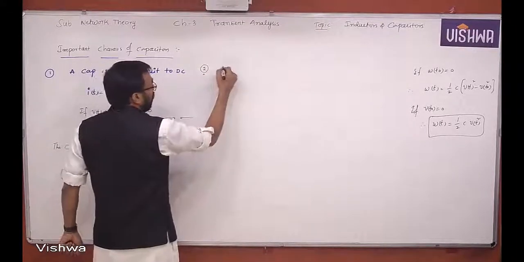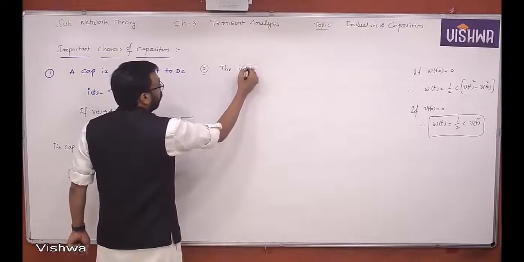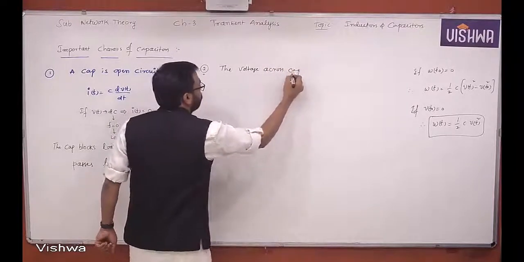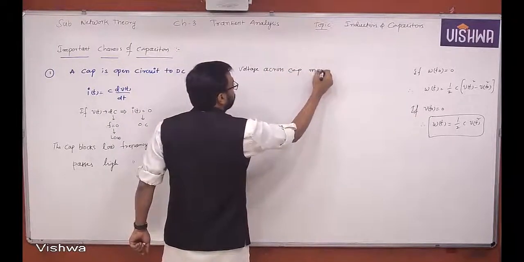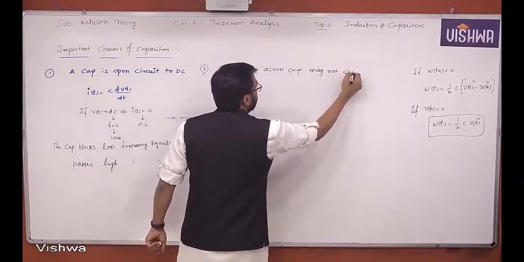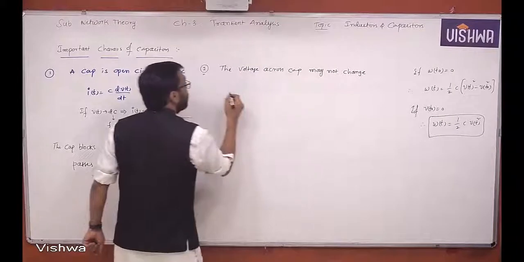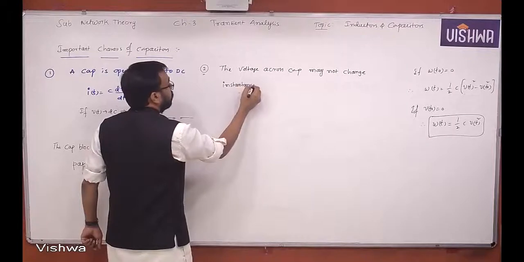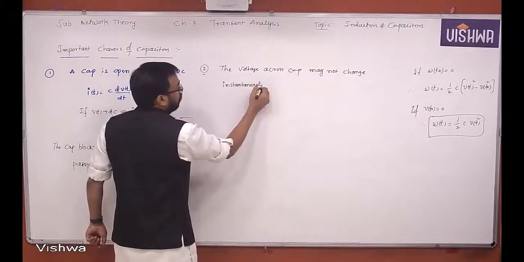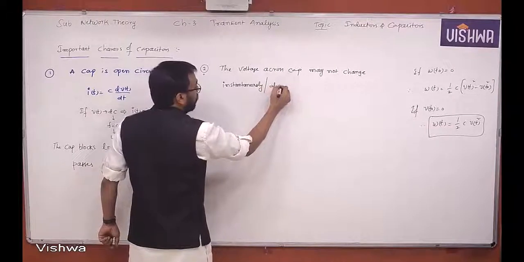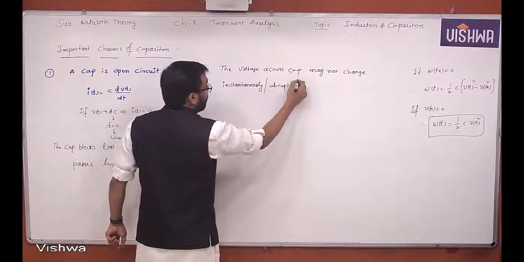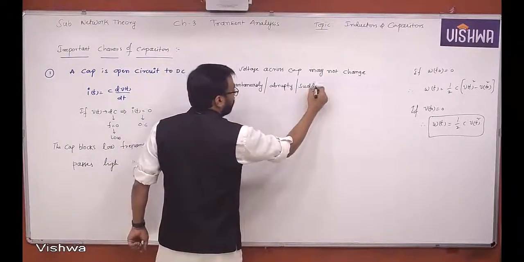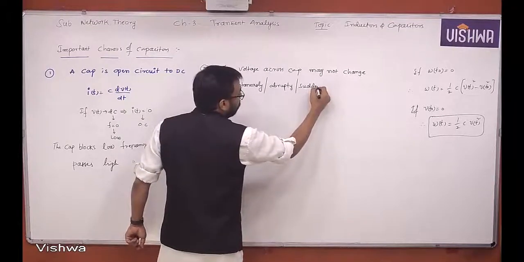The voltage across capacitor may not change instantaneously or abruptly. Both are the same. Or suddenly. Yes or no? Abruptly, instantaneously, suddenly, all are synonyms of suddenly changing. All of you please write down.